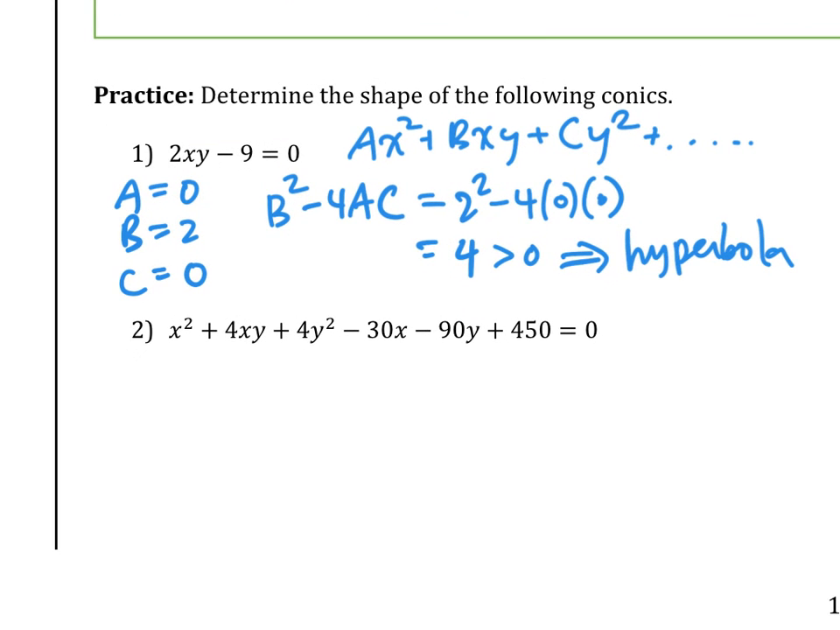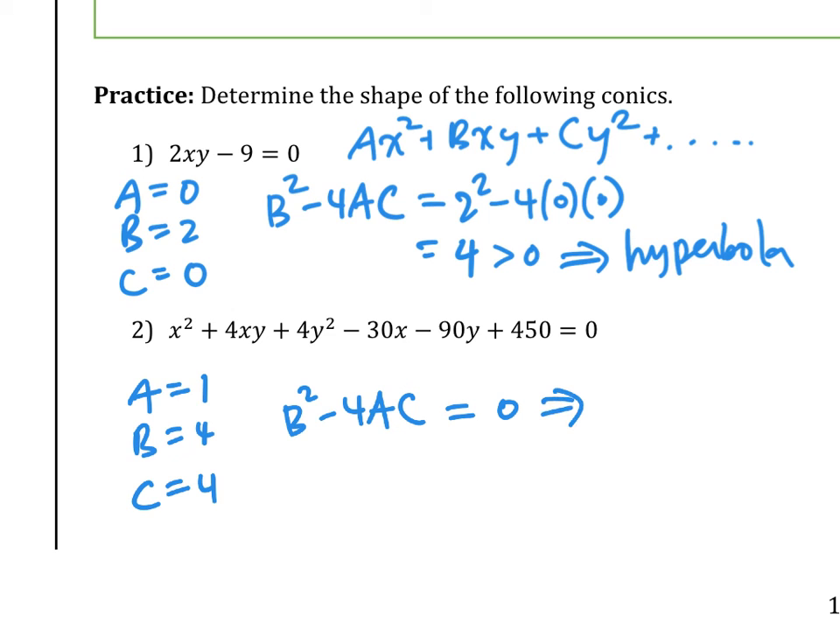All right, go ahead and practice the last one. Okay, in this case, A is 1, B is 4, C is 4. So b squared minus 4ac is equal to 0. So this is going to be a parabola.